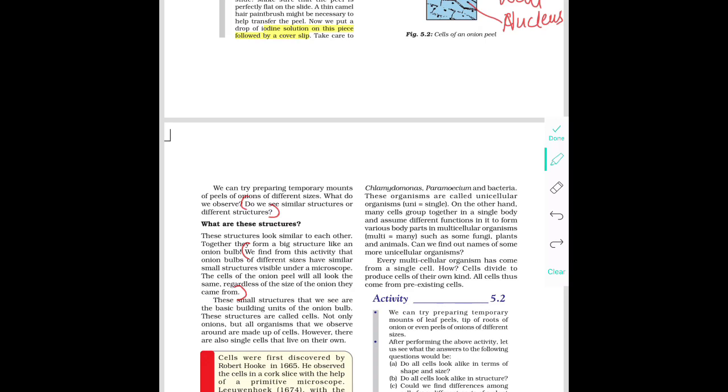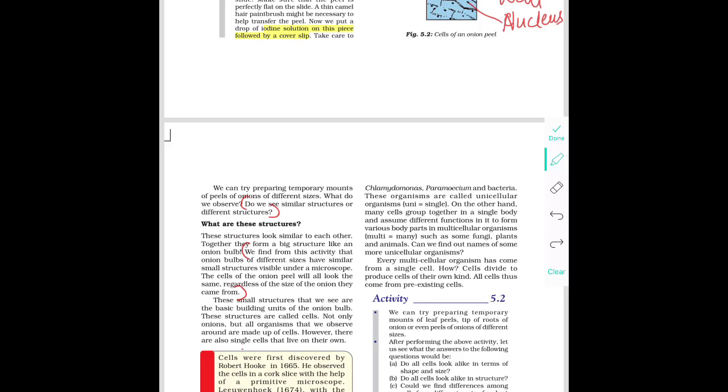Now, these small structures that we are seeing, the basic building units of the onion bulb, are called cells. So now can we say that any organism is made up of cells? Not only onion, but all organisms that we observe around are made up of cells. However, there are also single cells that live on their own.